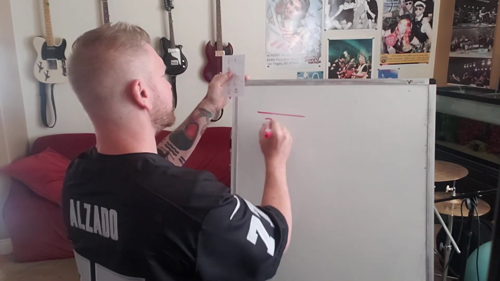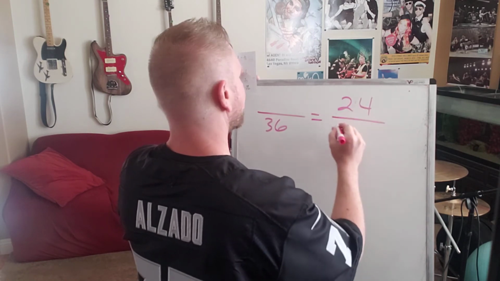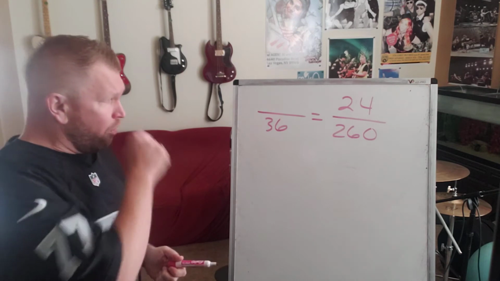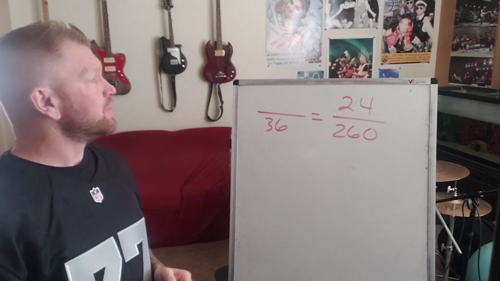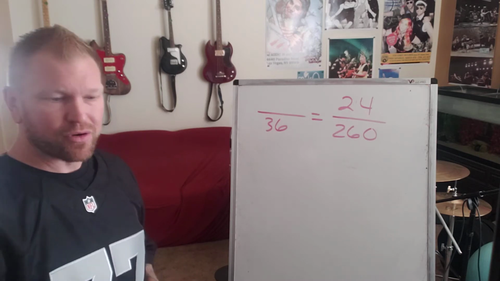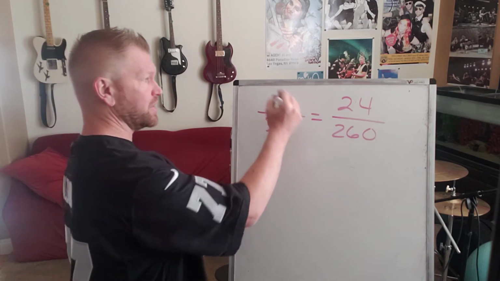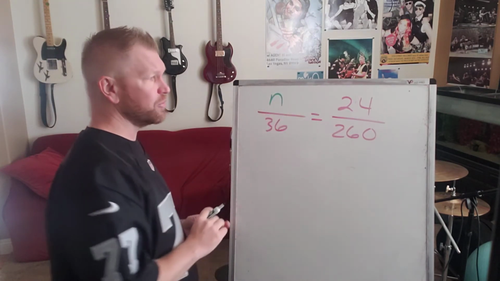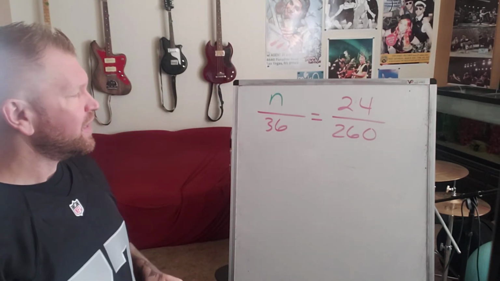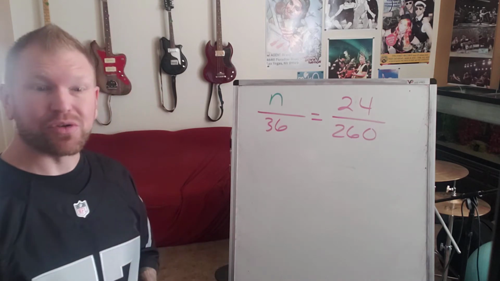Let's say we're missing the number over 36 that is equivalent to 24 over 260. Okay, so blank over 36 equals 24 over 260. The numbers are obviously a little bit bigger this time. So again, you can put a variable there. You can put an x. Sometimes you'll see an n right there, whatever variable you want. So the way that we can find that missing number, because again, it's not so obvious what to multiply or divide by, is to use the cross products.